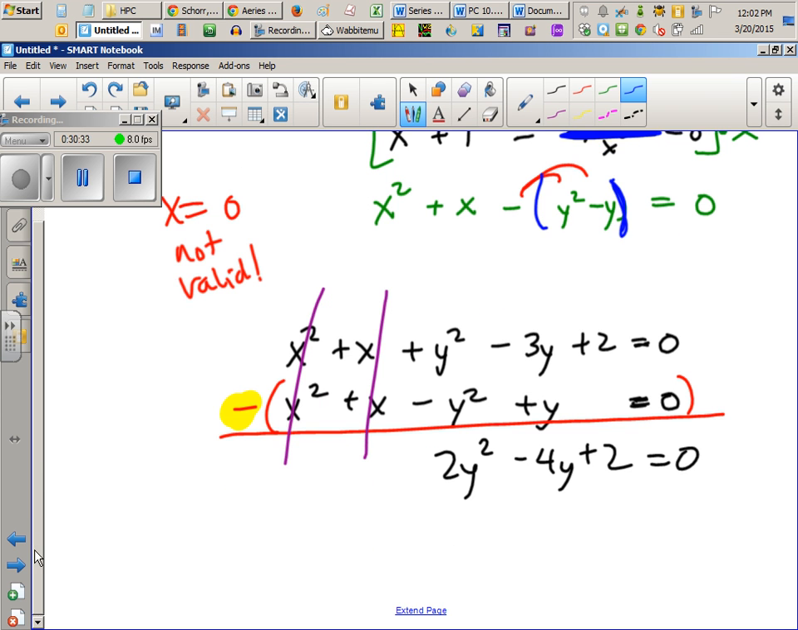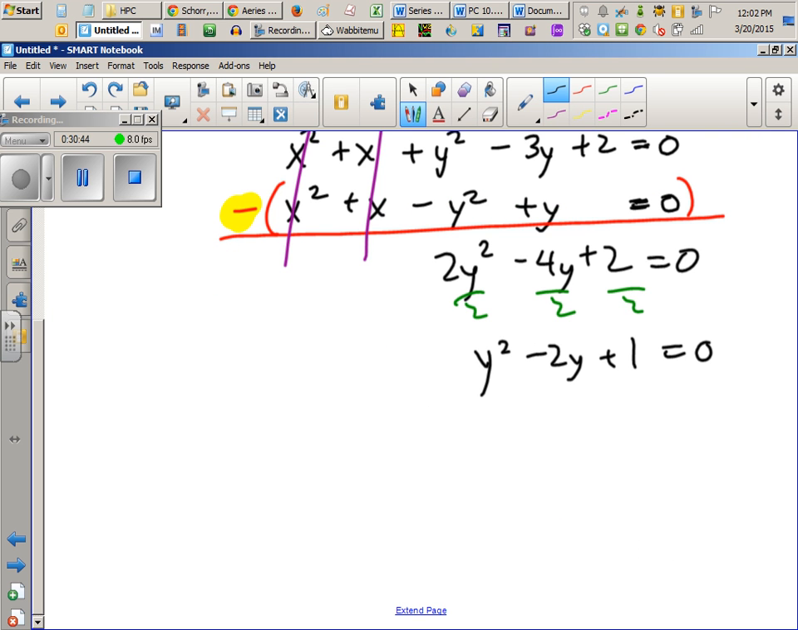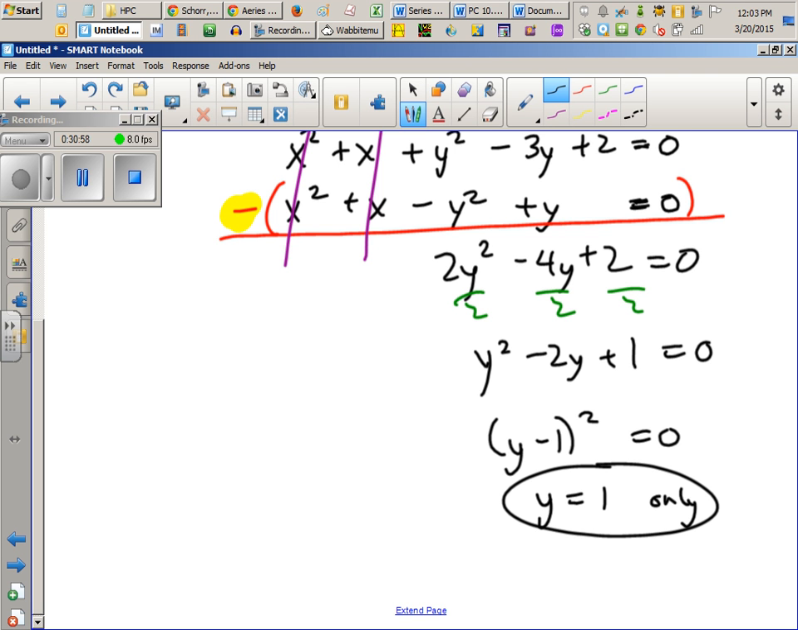But we need to solve this, so why don't we divide by 2 real quick? I just divide by 2, and we end up with y squared minus 2y plus 1. This is just y minus 1 times y minus 1. So y equals 1 is like a double root or something. Maybe a touch point? Like a point of tangency or something?